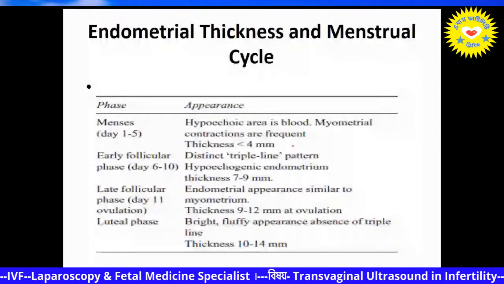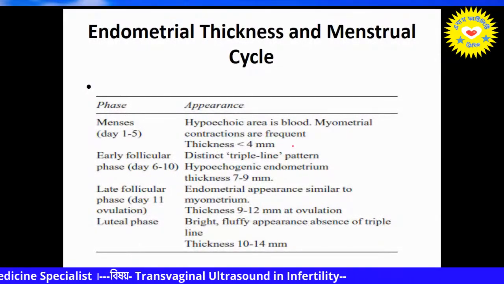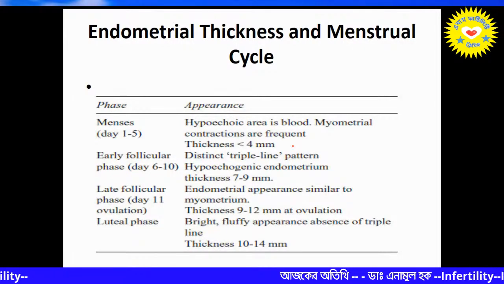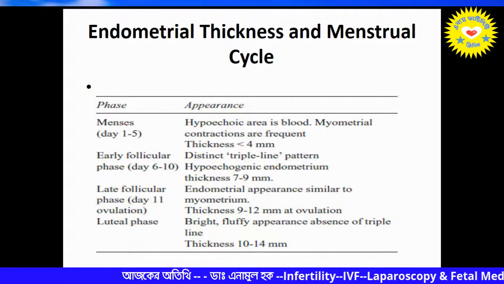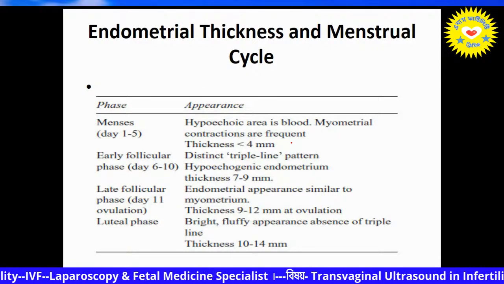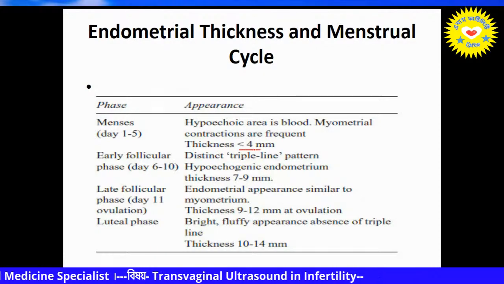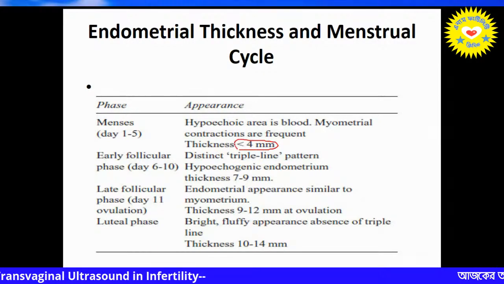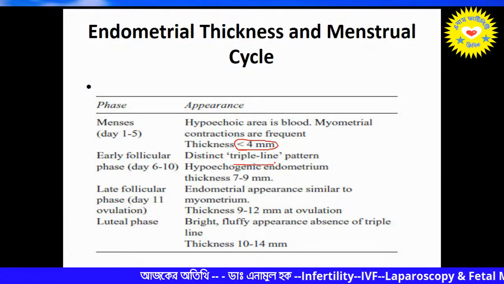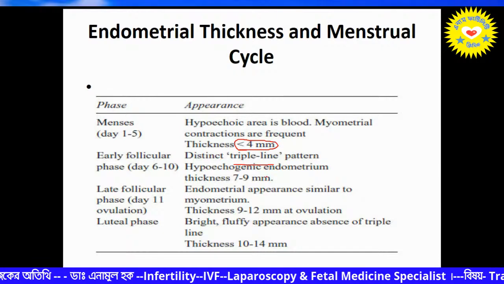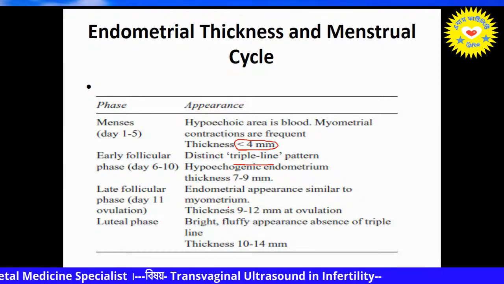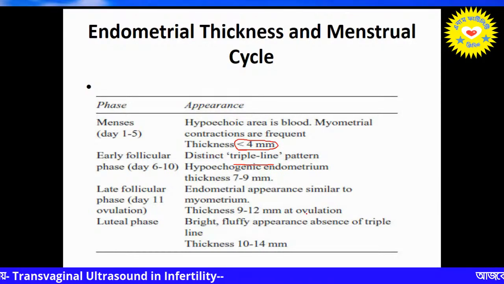So in a menstrual cycle, if you scan in a different phase, you will see the uterus and endometrium looking different. In the menstrual phase, you will see a hypoechoic area, that is blood, and myometrial contractions are frequent, and endometrial thickness is less than 4 millimeters in the shedding phase. But in the early follicular phase, the triple line appears, and the endometrial thickness is 7 to 9 millimeters. In the late follicular phase, the endometrial thickness is 9 to 12 millimeters just before ovulation.